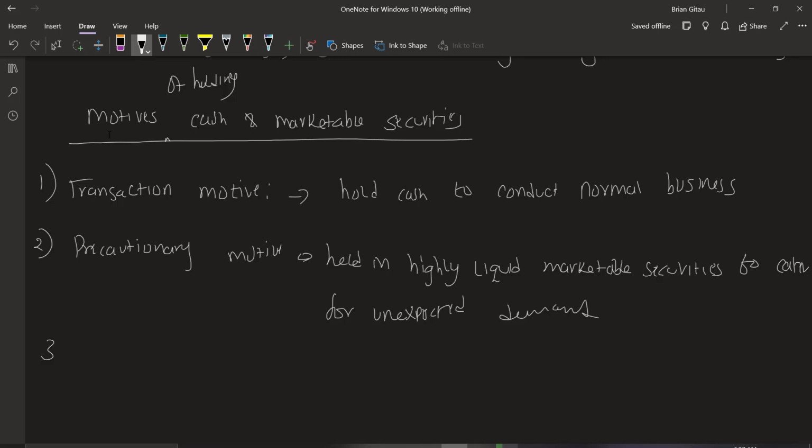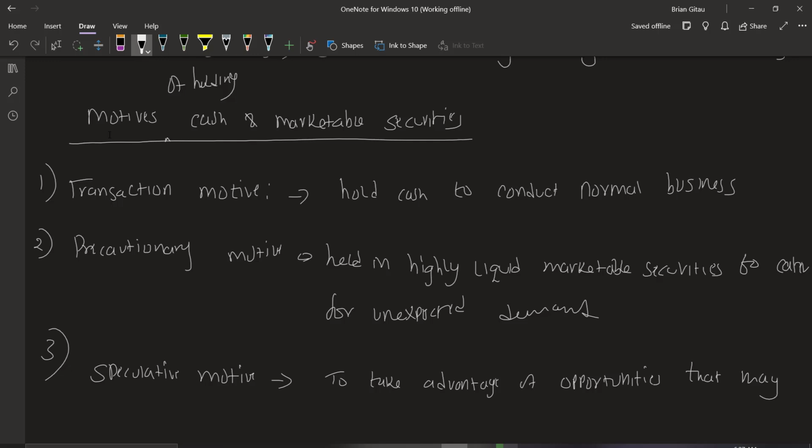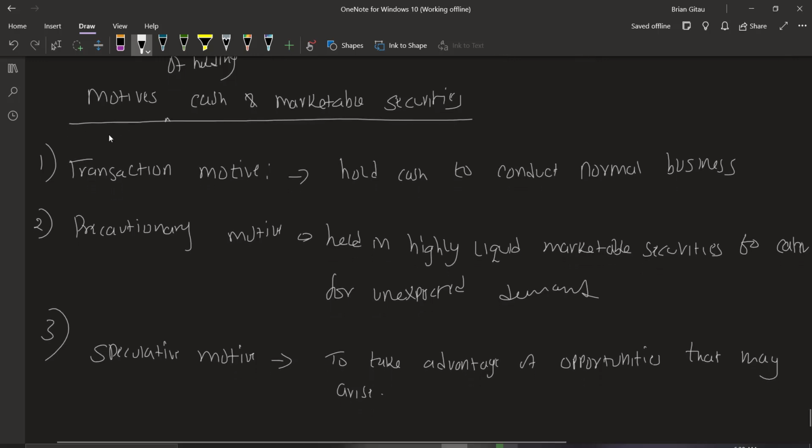Number 3. Next we have speculative motive. We can say that a firm may want ready funds at hand to take advantage of opportunities that may arise.